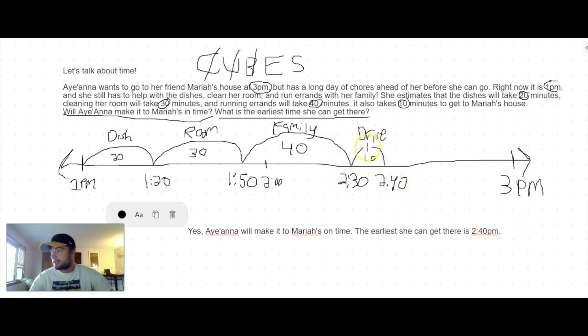So 2:40 minus 10 minutes gets us to 2:30. 2:30 minus 40 minutes gets us to 1:50. 1:50 minus 30 minutes gets us to 1:20. And 1:20 minus 20 minutes gets us to 1 p.m. So based on my quick mental check, looks like our answer is right. I want to know what you got for this question, and I hope you were able to solve it even without my help. So nice job, everybody.